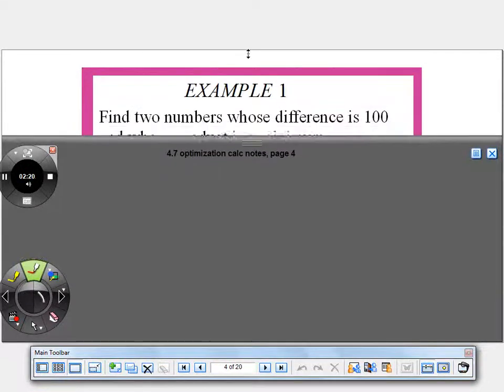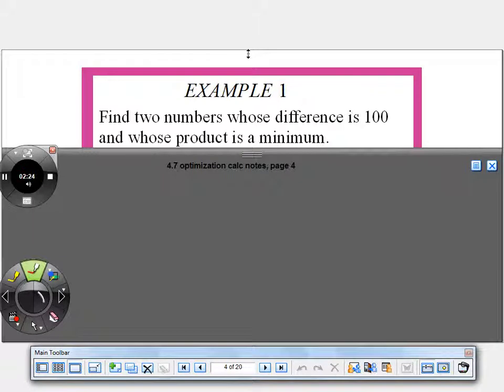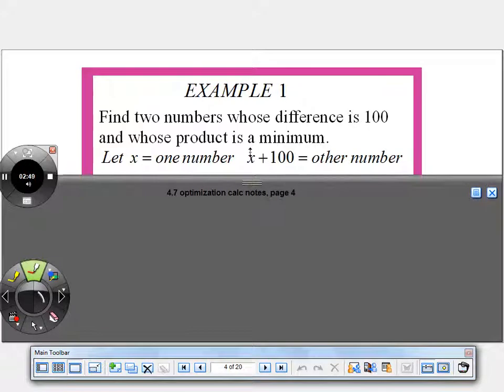Okay, so example one. Let's try to figure out two numbers whose difference is 100 and whose product is an absolute minimum. So it's the lowest product we could think of with two numbers that have a difference of 100. So we don't know what our numbers are. So let's let x equal one of our numbers, and then I think it would make sense that the other number would be x plus 100, so they'd have a difference of 100.